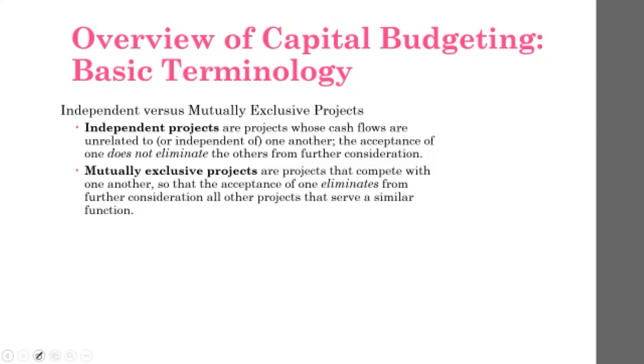Then you have mutually exclusive projects. These are projects that compete with one another, so that the acceptance of one eliminates from further consideration all other projects that serve a similar function. So take the example of an HR department that wanted to have a software. If they have several software designs, those will be considered mutually exclusive projects. So they select one, and the others will be eliminated after they select the one for consideration.